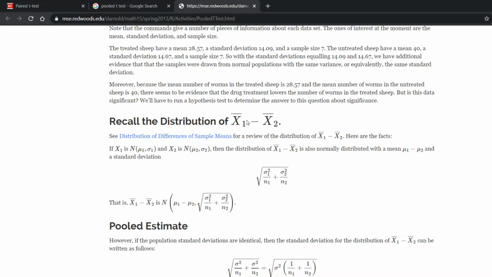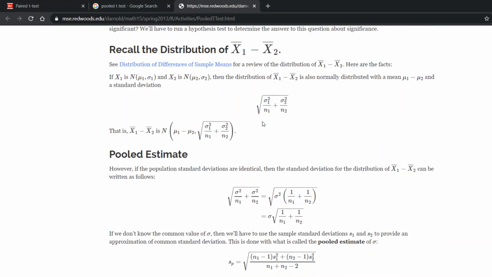a random variable. Now this random variable is x1 bar minus x2 bar. Now, the point of the random variable is to build a confidence interval around it, or to find a p-value regarding it. And this will help you find inference upon your sample.